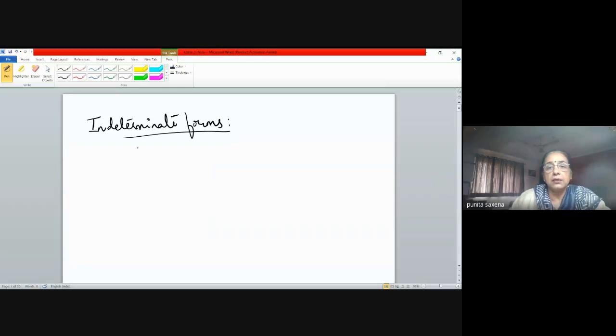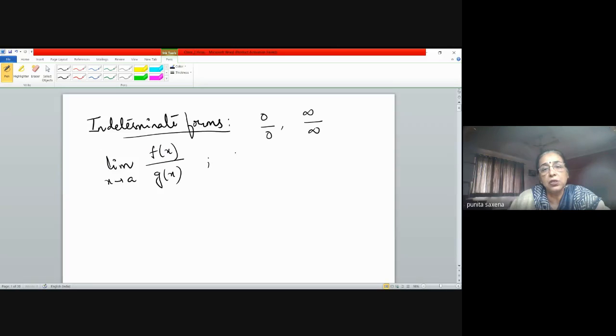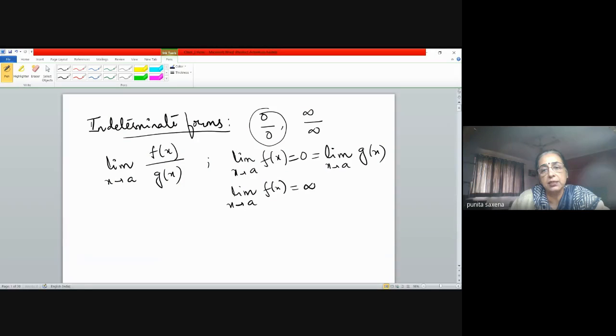Okay. And I had talked of only two types of forms right now, namely 0 by 0 and infinity by infinity, in the sense that we have functions of this form, f(x) upon g(x), and we have to evaluate the limit as x tends to a of this, and the situation is such that the limit as x tends to a of f(x) is 0, and so is the limit as x tends to a of g(x). Either they are both 0, so it becomes a 0 by 0 form, or the other possibility could be that both the limits are infinity. Then it takes the infinity by infinity form.